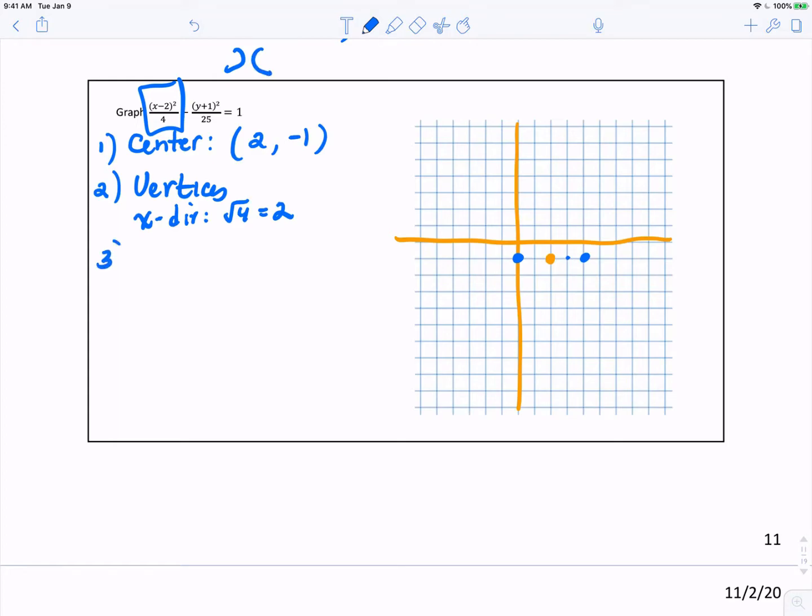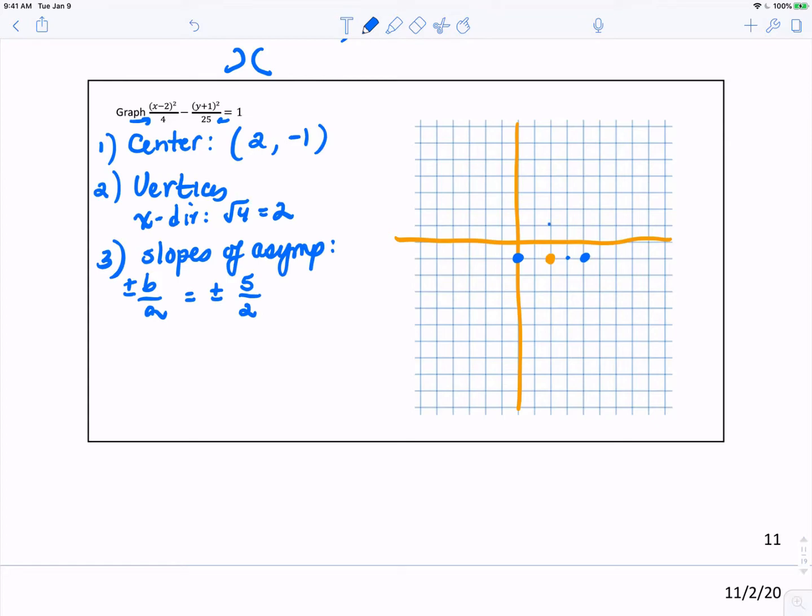Next, we need to know how wide or narrow the hyperbola is, and so we need to look at the slopes of the asymptotes. The slopes of the asymptotes are plus or minus b over a, b always being the square root of the number under y, and a always being the square root of the number under x. So the slopes of the asymptotes would be plus or minus 5 halves.